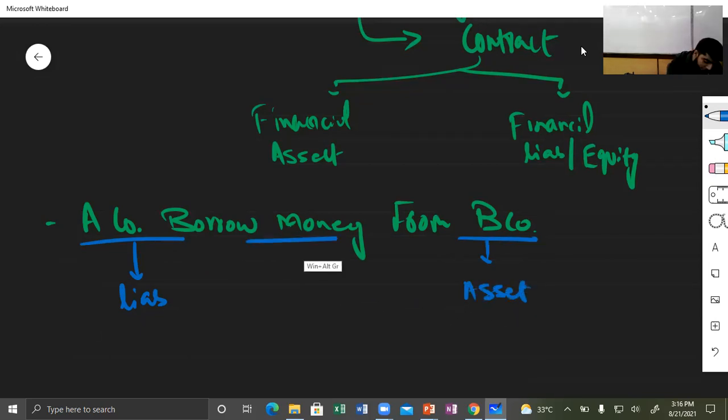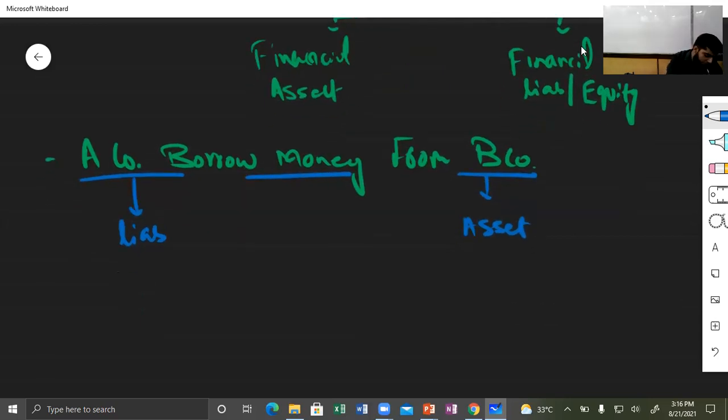So that is an agreement. If A company is borrowing the amount from B company, it's a contractual agreement between two parties, A and B. For one party it will create a liability, and for the other party it will create an asset. So that is a financial instrument: a financial agreement that creates a liability for one company and an asset for another company. Another example we can have.